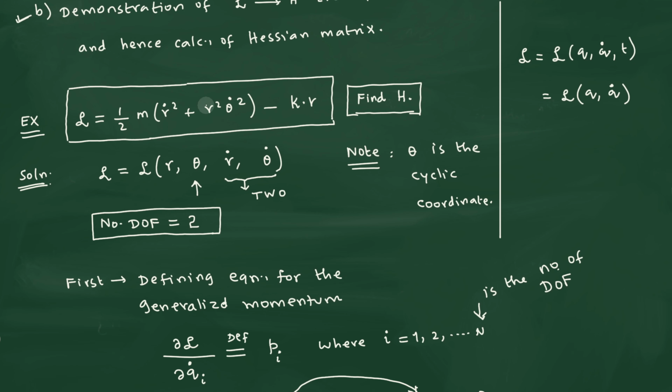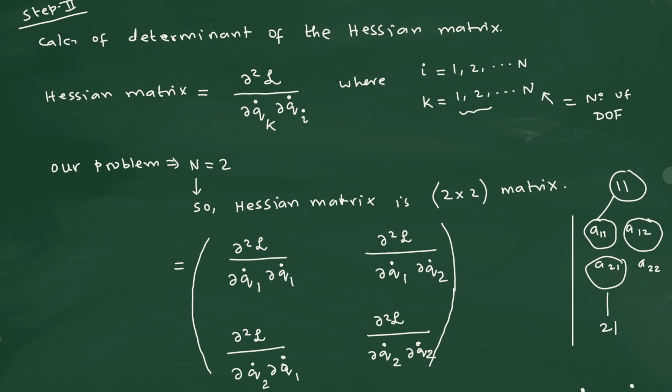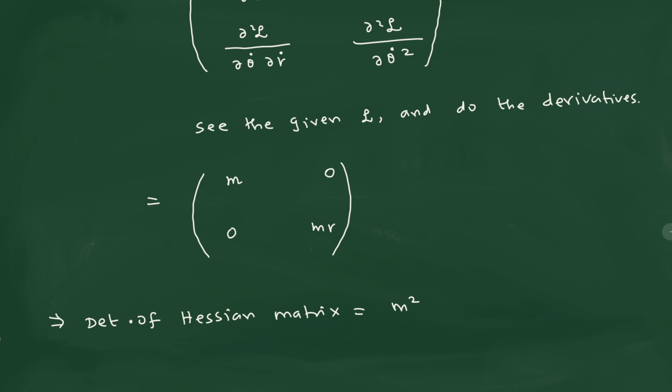Where is r square? Here it is. This r square only I'm telling. Okay, so that is the one that got missed out. So I'll be writing this r square here. Therefore we will be getting m square r square minus 0. So that is equal to m square r square. And our conclusion is that this is not equal to 0.